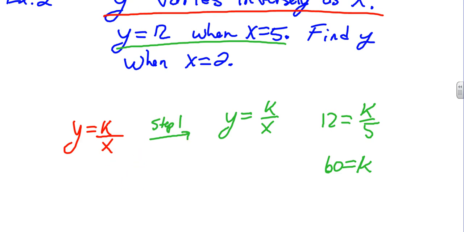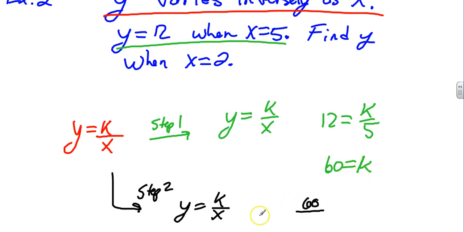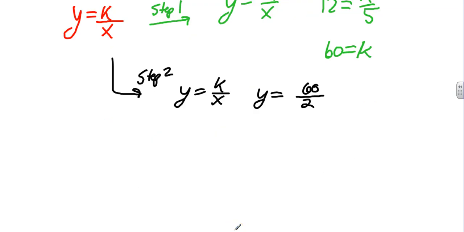So now, once we've done that the first time, the second time we're going to use that same equation again. But now we know that k is 60. And we were given the x value of 2. And 60 divided by 2 is 30, and that's the final answer that we're looking for there.